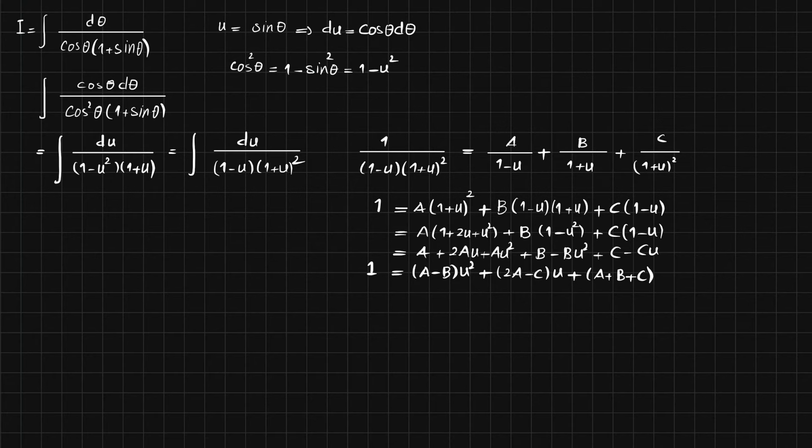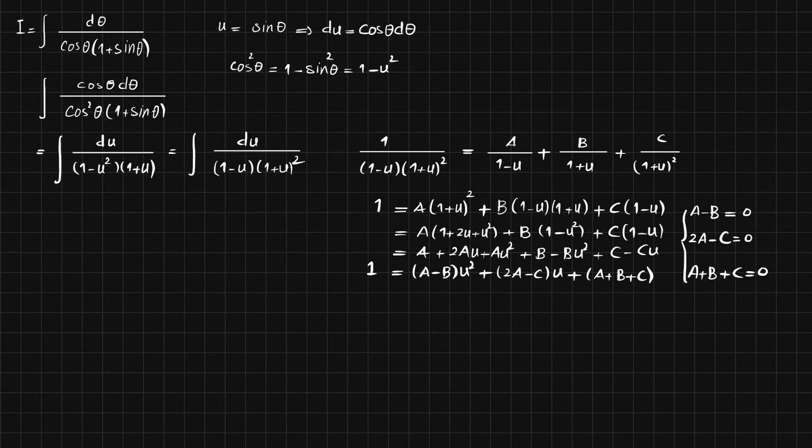This cannot happen unless I have a system here. This coefficient should be 0 because I do not have u squared terms. This coefficient, for the same reason, should be 0, but this coefficient should be 1. So I will have a minus b equals 0, 2a minus c equals 0, and I will have a plus b plus c equals 1.